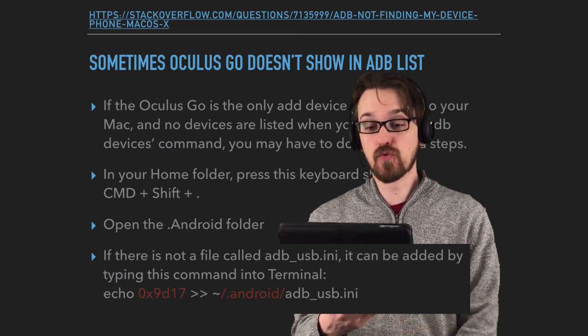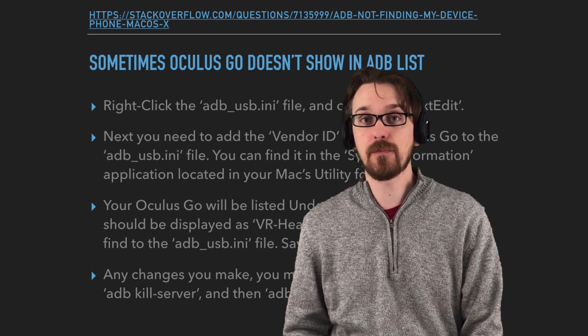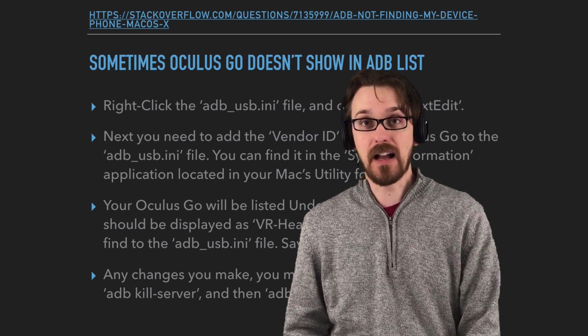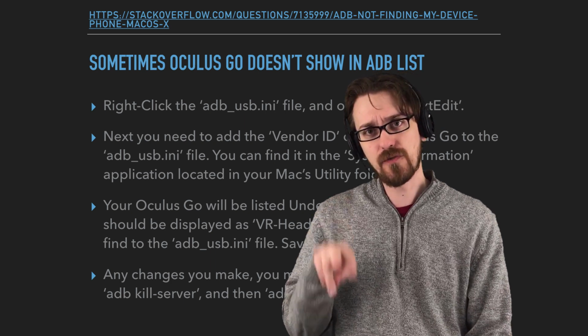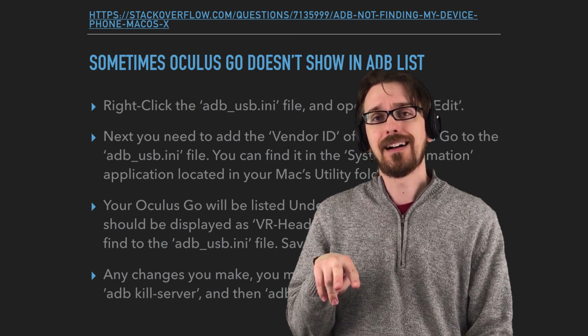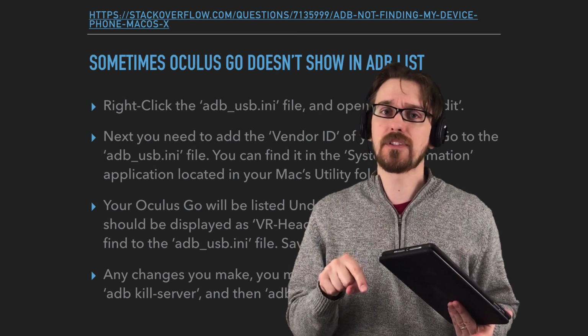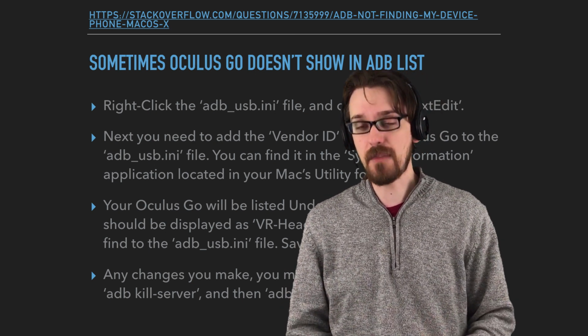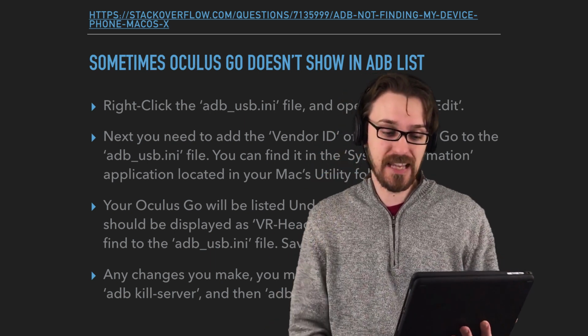All right, so you'll want to right-click the adb_usb.ini file and open it with TextEdit. TextEdit's pre-installed on all Mac computers, so just right-click on it with your mouse. If you have a laptop, MacBook, something like that, you might have to use two fingers to tap on your touchpad to enable right-click, or usually control single-click with your touchpad will give the right-click command. And you should see open or open with. Choose open with and choose TextEdit.